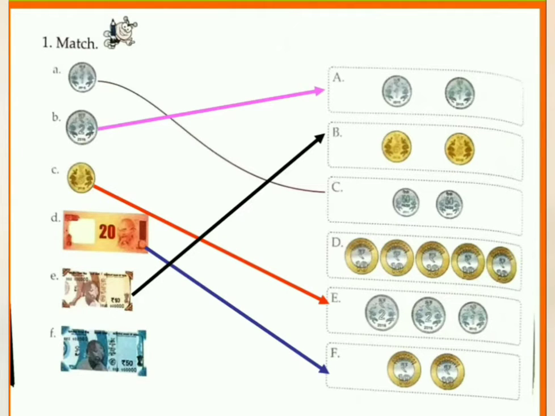Last one is the 50 rupee currency note. So we are already left with only one option, that is D part. D part has five 10 rupee coins. So 10 rupees plus 10 rupees is 20 rupees, 20 plus 10 is 30 rupees, 30 plus 10 is 40 rupees, 40 plus 10 is 50 rupees. So a 50 rupee currency note is equivalent to five coins of 10 rupees. Okay, so we are going to match it with D.